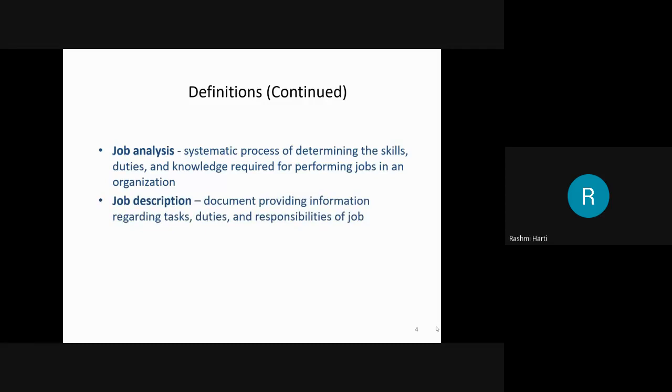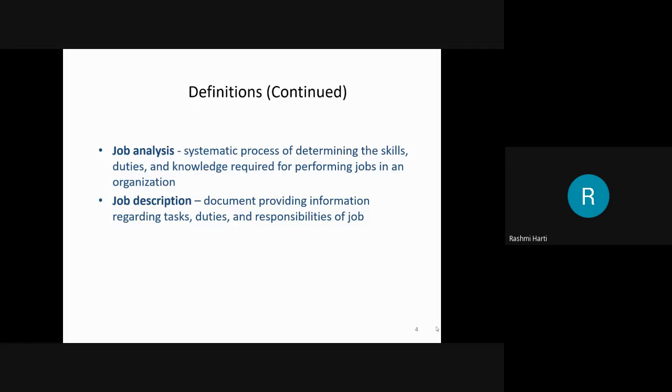Now, job analysis consists of job description. When I say job analysis, it speaks about description of a job as well as specification of the job. Now, what is this job description? Job description is nothing but a document providing information regarding task, duties, and responsibility of a job.